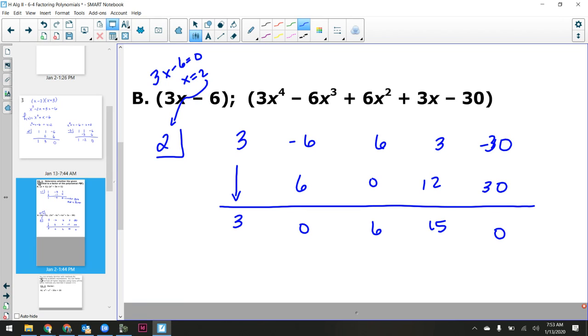So is 3x minus 6 a factor of that big long polynomial? Yes. And that wasn't too hard to check, was it? You know what's cool is that the resulting polynomial is 3x to the third plus 0x squared plus 6x plus 15, right? And then maybe we could do something to factor that down, and that's what we'll do in section 6.5.